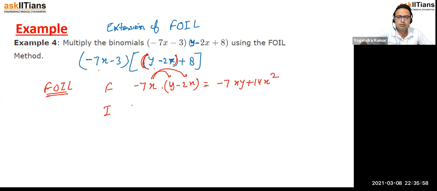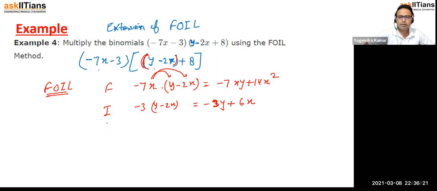Now inner, we need to do inner. So inner are what? Minus 3, and what here? Y minus 2x. So let me write it. Minus 3y plus 6x, right? Plus 6x. Sign you need to remember.